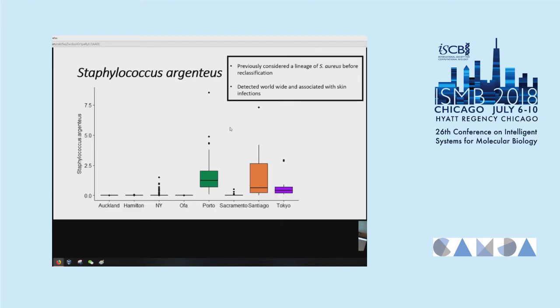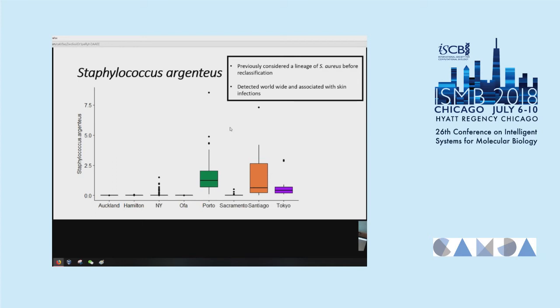So when I asked random forest which features, when taken out, reduce the training accuracy the most, there were several, but I'm just going to mention two here today in the interest of time. The first was the gram-positive bacterium Staphylococcus argentineus. This was previously considered a lineage of S. aureus, and it was reclassified, I think, only two or three years ago. It's generally detected worldwide and associated with human skin. The relative abundance of this on the y-axis varies quite considerably by city. Detected at decent amounts in Porto and Santiago, a bit lower in Tokyo, virtually undetected in New Zealand and Africa by comparison.